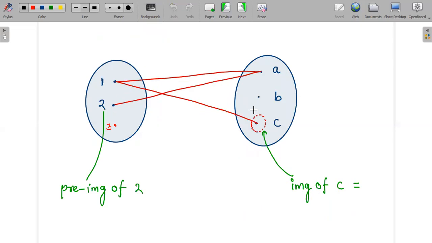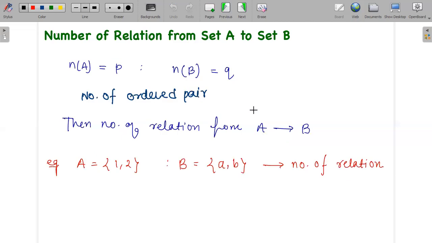There are chances where you end up getting no image for some particular element, and there may be some elements which don't have any pre-image. It depends upon the kind of ordered pairs participating in a relation. Obviously, right now we are just discussing this for relations only. For functions, things will change. But for relations, we can say elements may have an image or may not have any image.